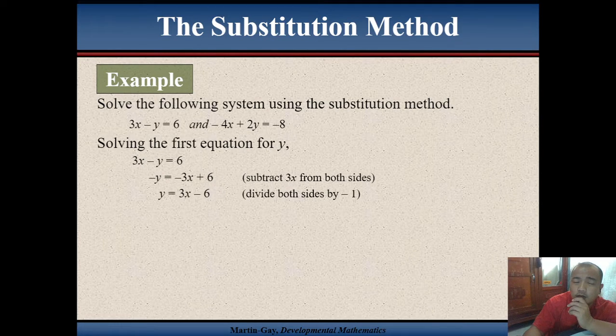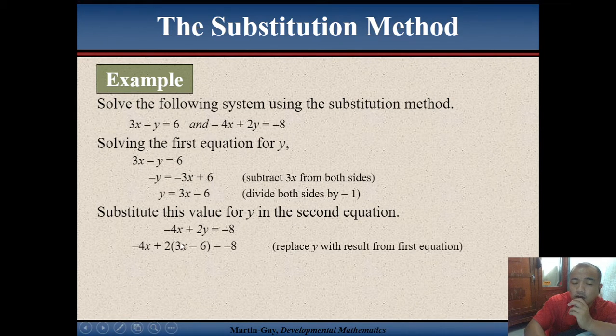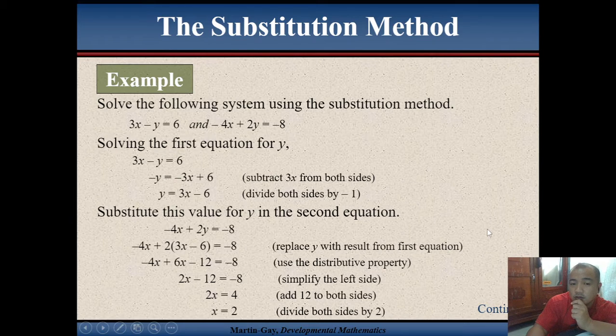With this new form, y equals 3x minus 6, we will substitute this in the second equation, negative 4x plus 2y equals negative 8. Substitute y by 3x minus 6: negative 4x plus 2 times the quantity 3x minus 6 equals negative 8. Distributive property: negative 4x plus 6x minus 12 equals negative 8. Negative 4x plus 6x is 2x, minus 12. Add 12 to both sides: negative 8 plus 12 is 4. Divide both sides by 2: x is 2.